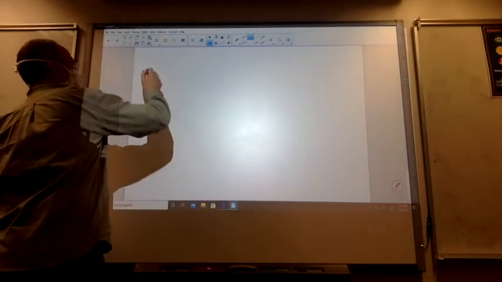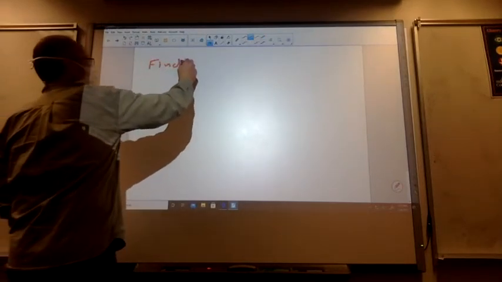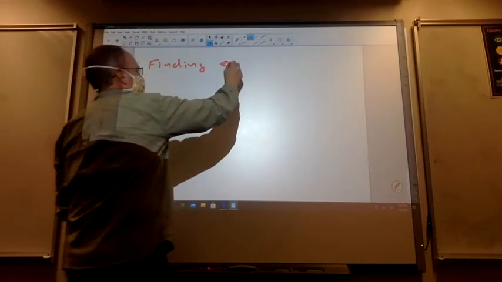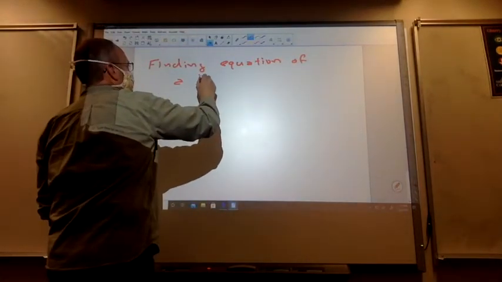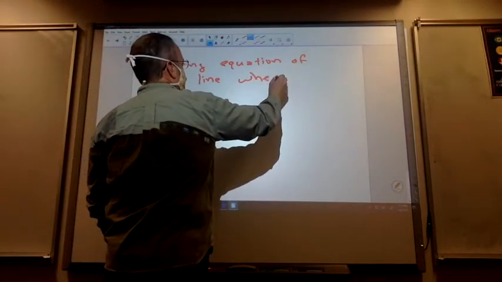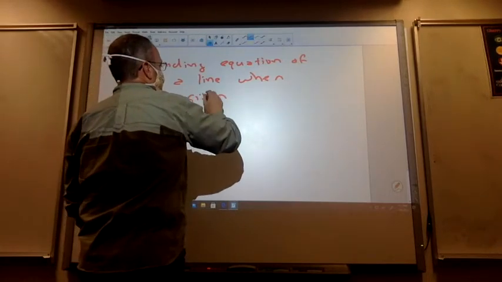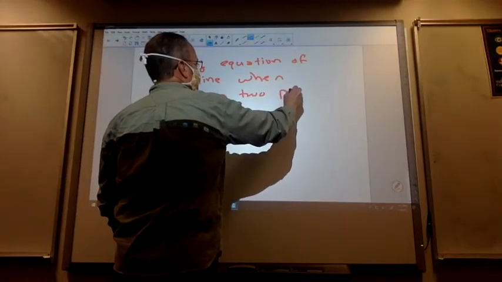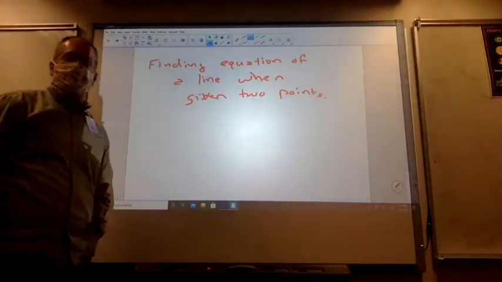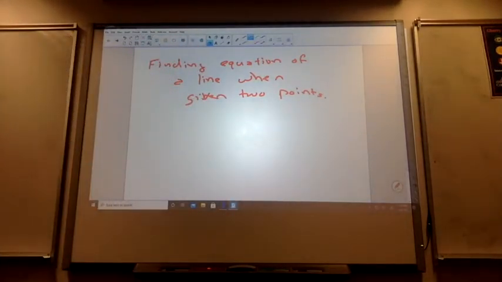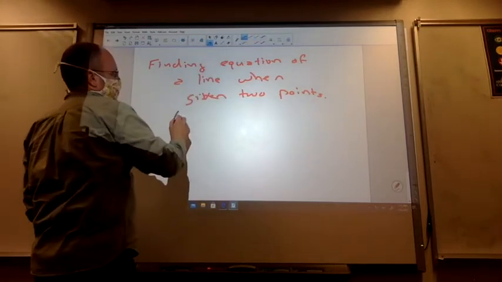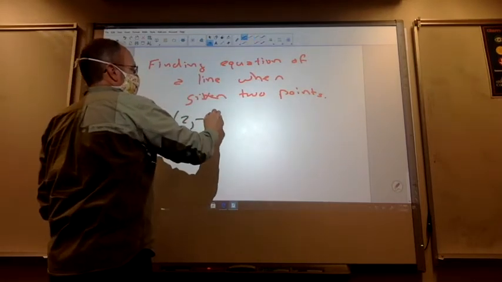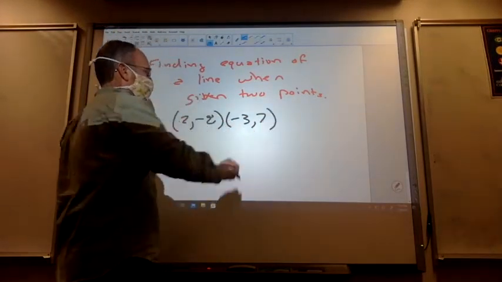So, item 1. This is taking us back to Algebra 1. Finding the equation of a line when given 2 points. I talked about last time that we're going to stick with point slope because point slope is one less step and it's the most accepted. So if I have 2 sets of points, say we have 2 comma -8 and -3 comma 7.